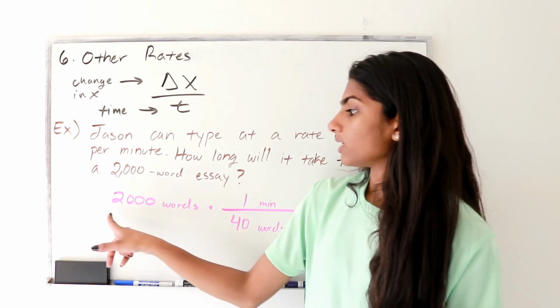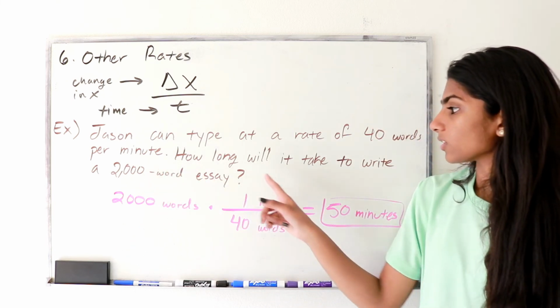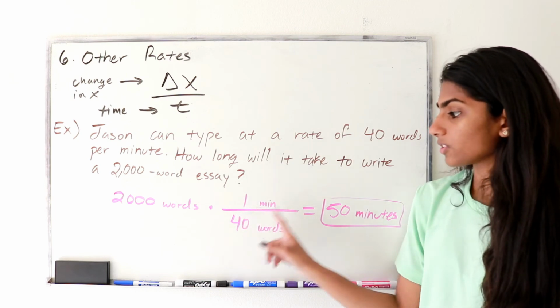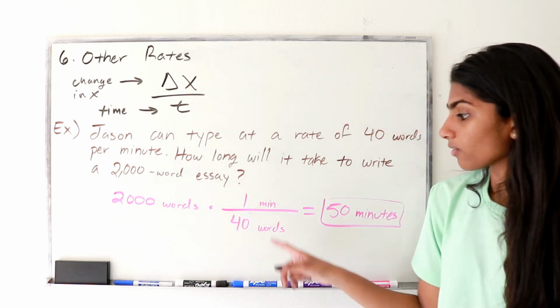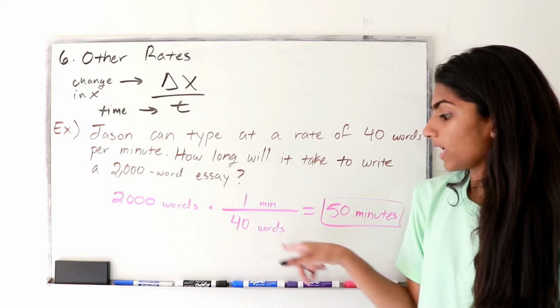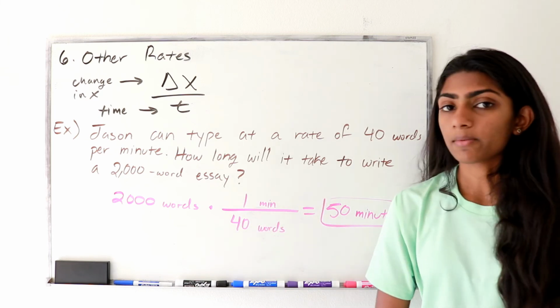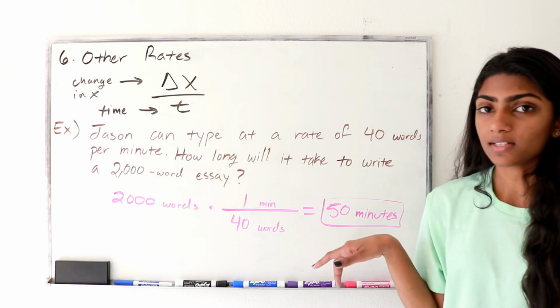So we know that we need a 2,000-word essay. And what we're trying to get in the final answer is how long, so minutes. So we want minutes as our last conversion factor up here. So we're going to do 2,000 words times 1 minute over 40 words. And we know that the words are just going to cancel out the units, and we'll only be left with minutes. So 2,000 times 1 over 40 equals 50 minutes, and that's our answer.